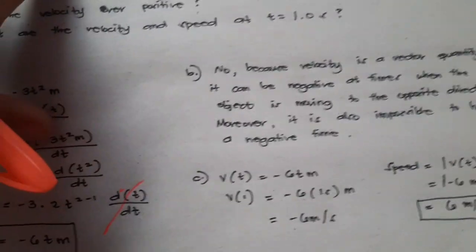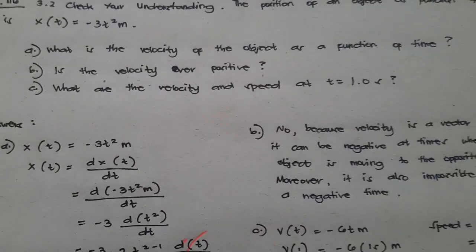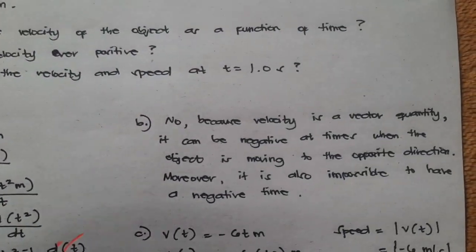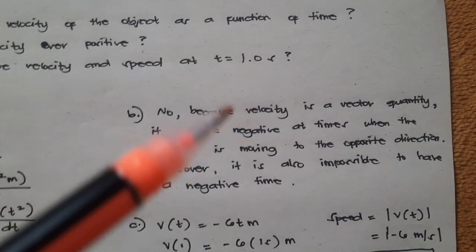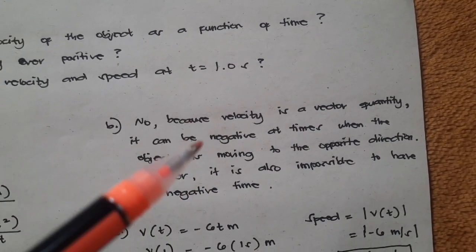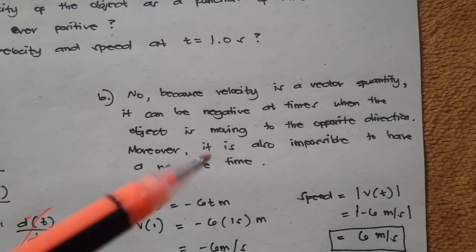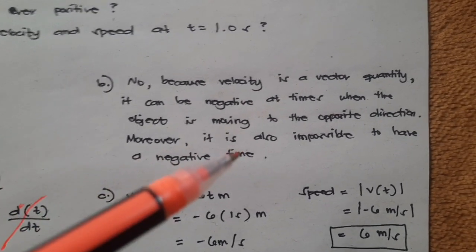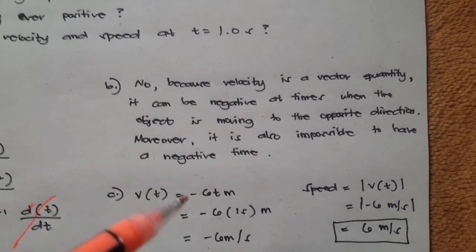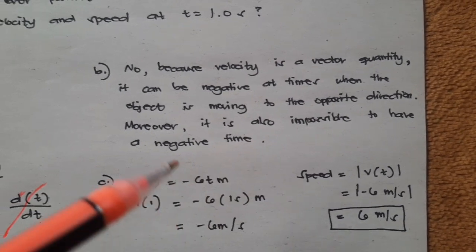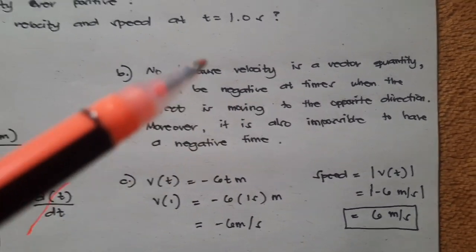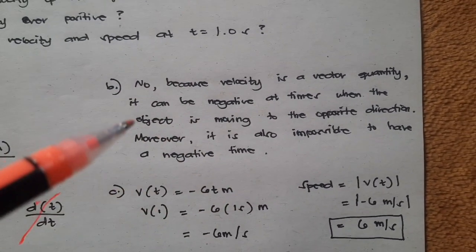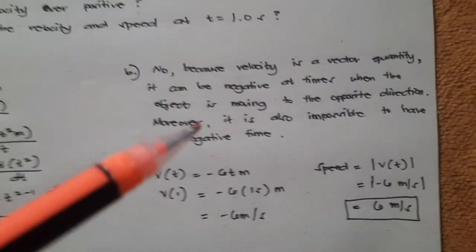So, let's proceed to letter B. Is the velocity ever positive? Well, no, because velocity is a vector quantity. It can be negative at times when the object is moving in the opposite direction. Moreover, it is also impossible to have a negative time.